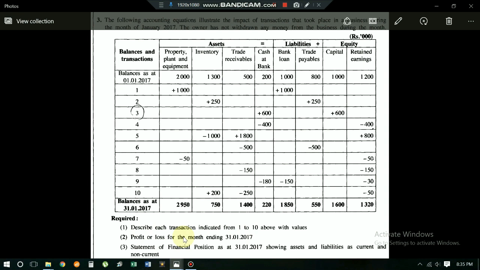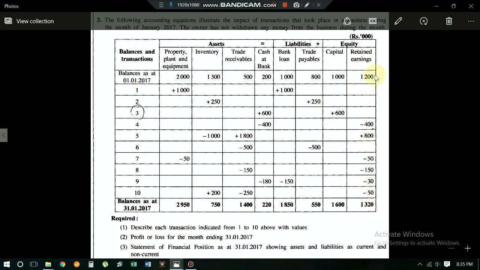So the second one says profit or loss. I can say very quickly the answer is 120. It's very simple. Why? All income and expenses are grouped in this column.